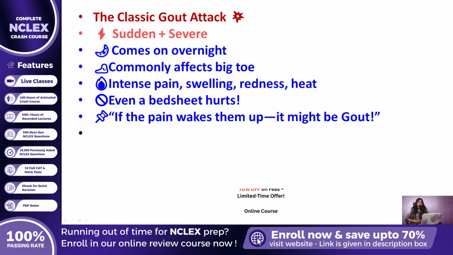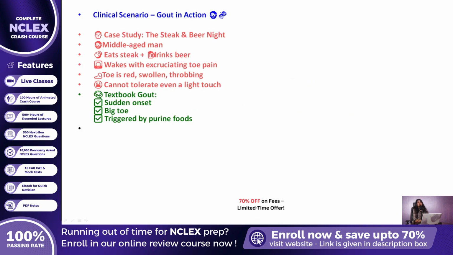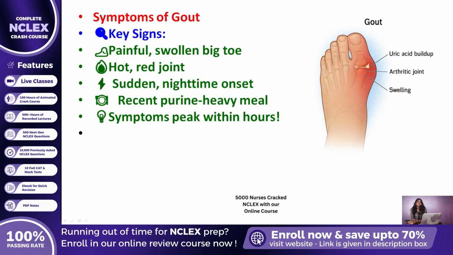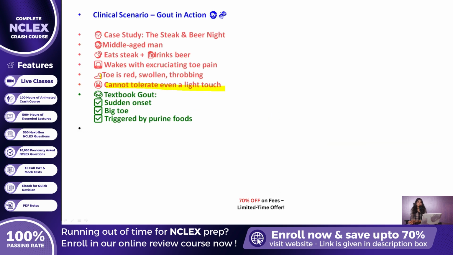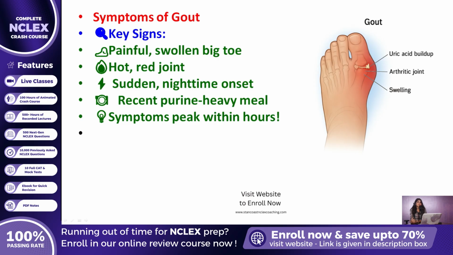Now, picture this scenario. A middle-aged man enjoys a night out, eats steak, has a few beers, and then wakes up the next morning in excruciating pain. His big toe is red, swollen, and he cannot even tolerate the pressure of a bedsheet resting on it. That is a classic gout attack. Quick onset, extreme pain, and pinpointed inflammation, often after dietary triggers. When you see this combination in a patient, gout should be at the top of your list.